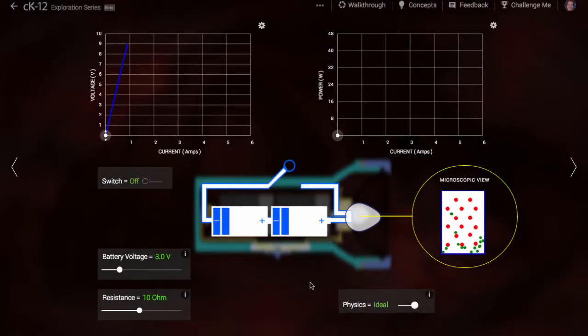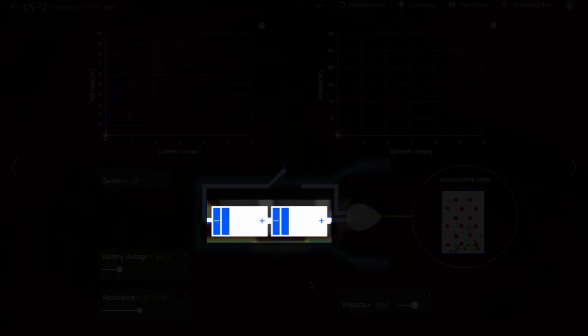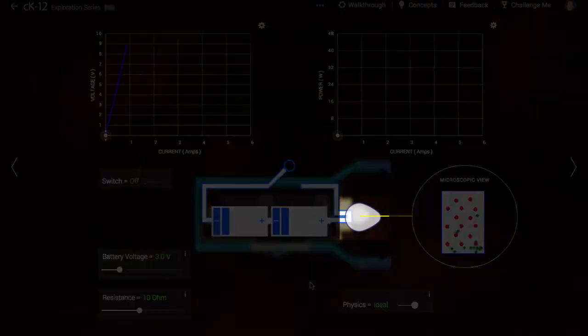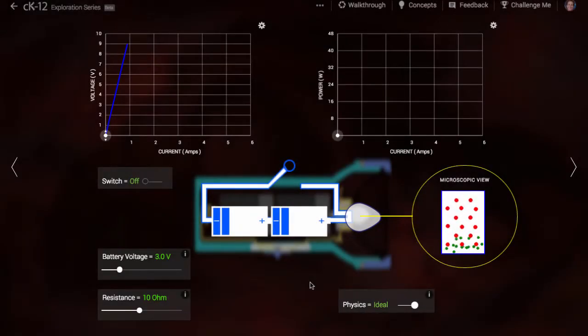A flashlight is a very simple circuit. It consists of a power supply in the form of one or more batteries and a light bulb filament, which acts as an electrical resistor. When we run current through the filament, it gets white hot, producing light. A parabolic reflector in the end of the flashlight directs this light in a single direction.